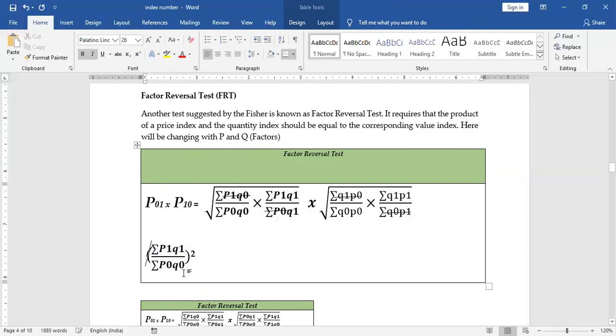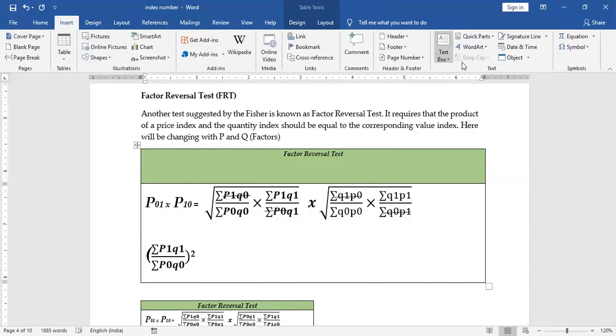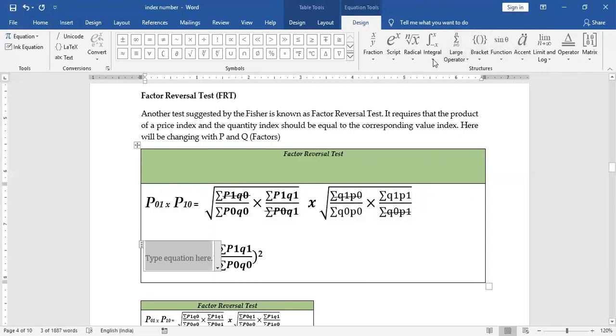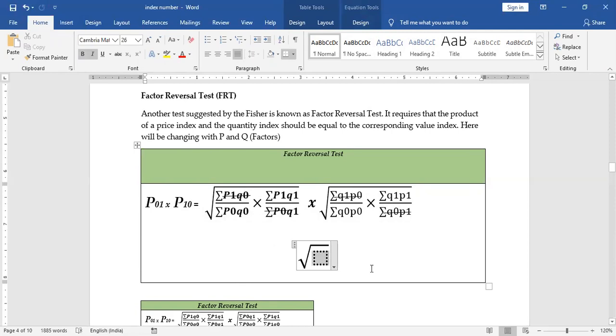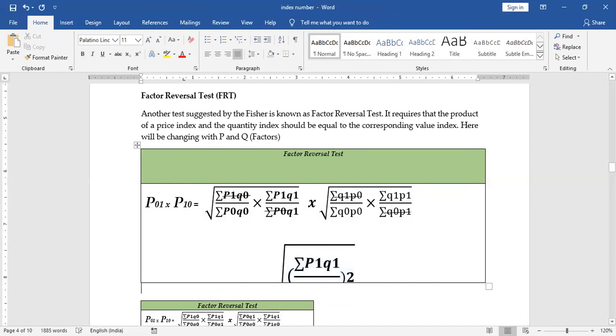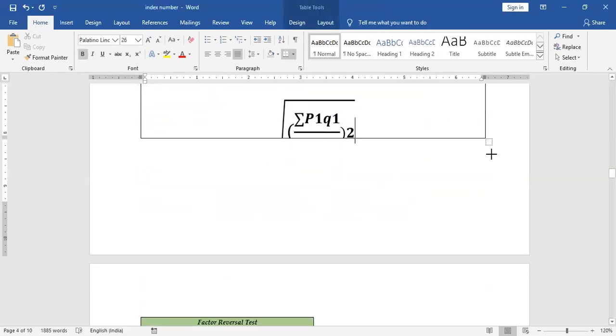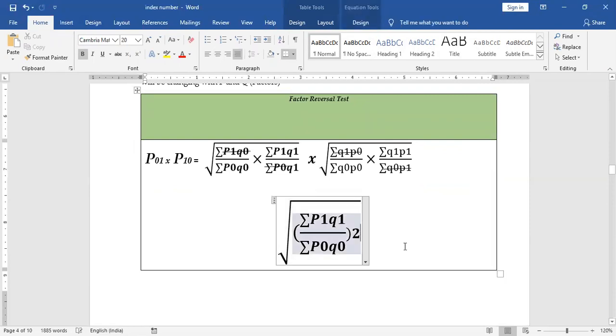We'll insert a square symbol here, and we'll paste it here. We'll be getting the answer like this. This is the whole square.